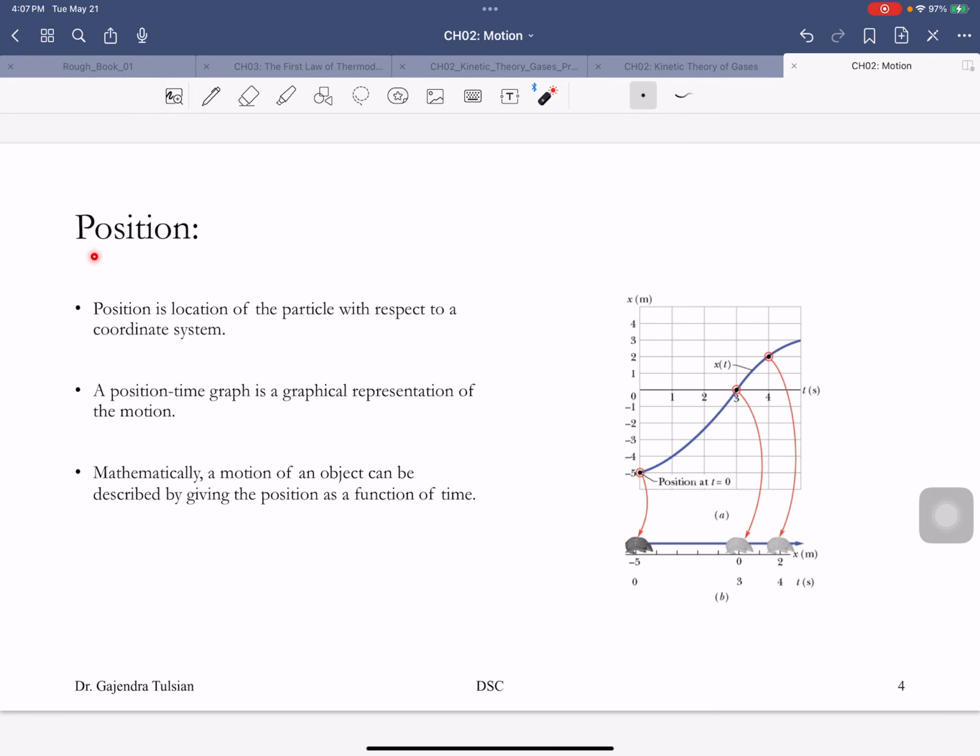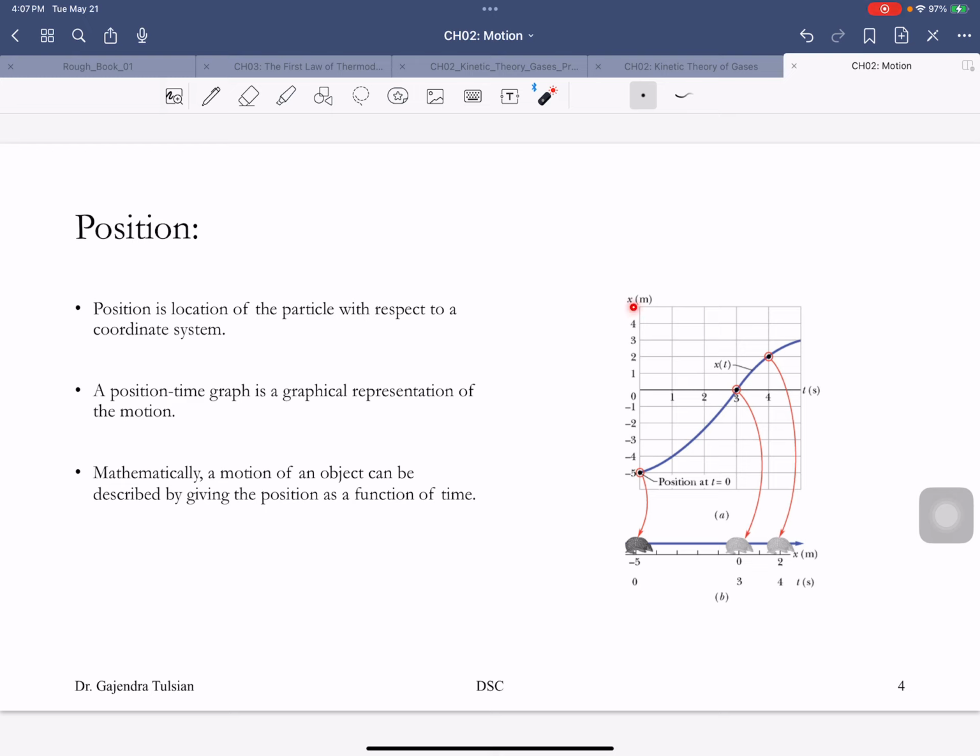The position is the location of a particle or the object that is moving. So for instance, here is this armadillo. He's moving along a straight line, and his position as a function of time is given by this graph.